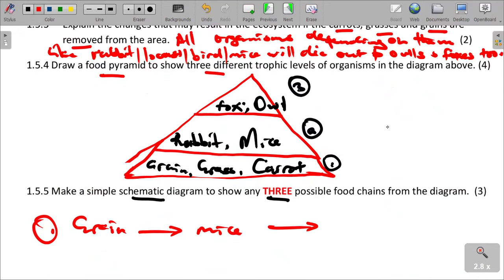I have the carrot, the rabbit, and the fox. So we are saying these are possible food chains that can be found in this case. We can have these three possible food chains that can be found there.